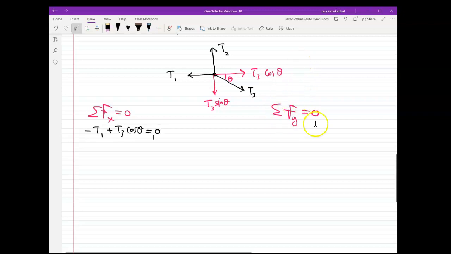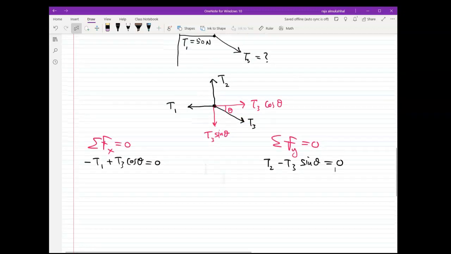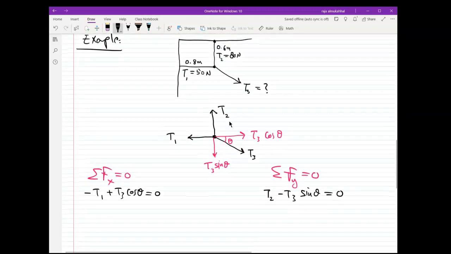Now we come to the y component, so we have two of them, T2 minus T3 sine theta. So I have here T2 minus T3 sine theta equals 0 because, again, it's in equilibrium. Remember, he's asking me to find T3, but I'm discovering that I don't know the angle theta. You see what I'm saying? So first I need to find theta. The good news, he gives me T1 and T2, here they are. So let me just put them down there or up here. So T2 will be 80 Newton, and T1 is equal to 50 Newton.